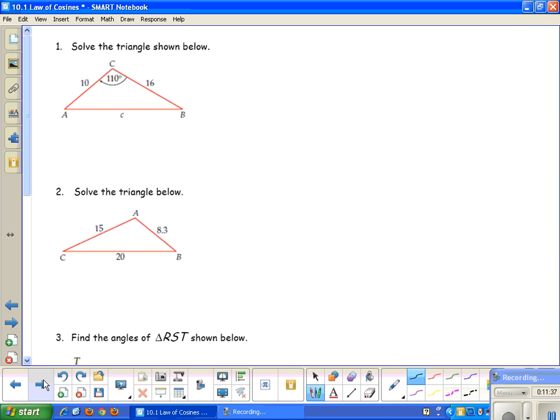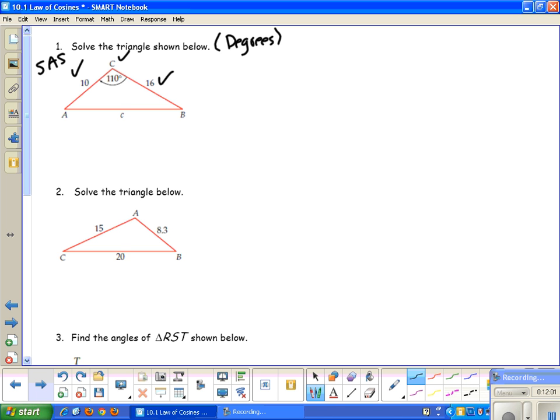So for the first one, it says solve the triangle below. So we're going to solve for the missing angles and also the missing length C. Notice I have a side, an included angle, and a side. So this is side, angle, side, which means I can go ahead and use the law of cosines. I'm just going to make another note up here. You want to be in degrees.